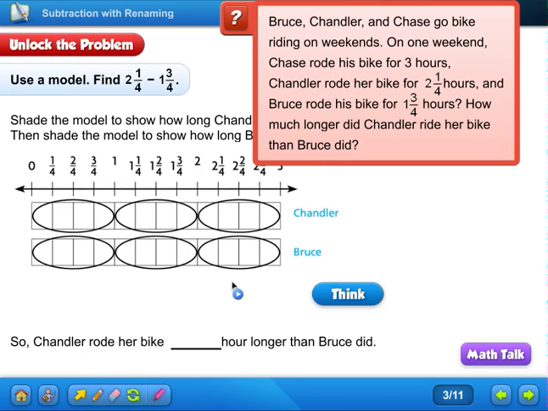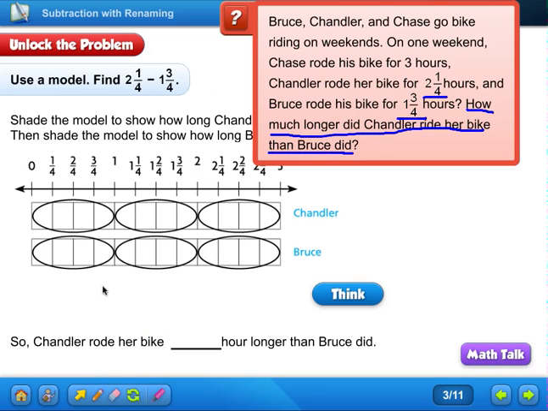All right, so let's underline. We need to know how much longer did Chandler ride her bike than Bruce did. We know Chandler rode her bike for 2 1/4 hours, or 2 and 1/4. You can say it either way. And Bruce rode his bike for 1 3/4 hours.